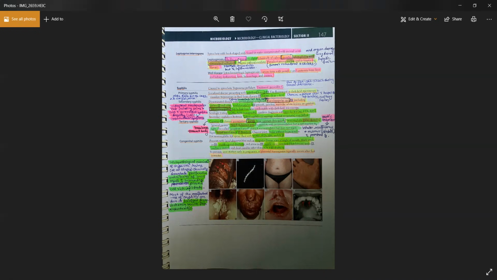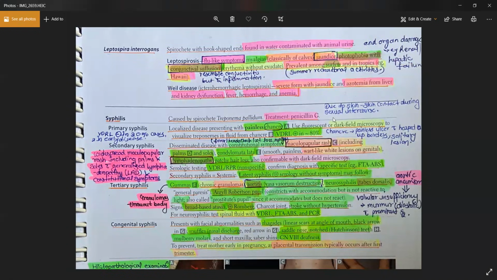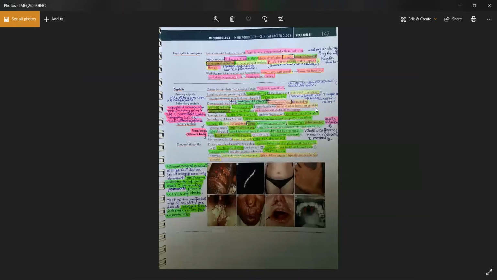Okay, and you also need to know the treatment of syphilis, which is penicillin G or penicillin V. Penicillin G or penicillin V, very important.